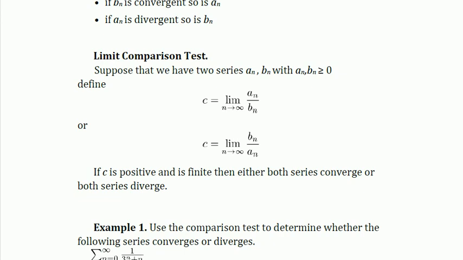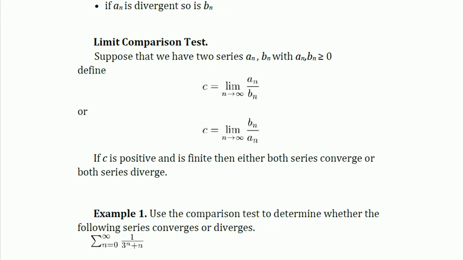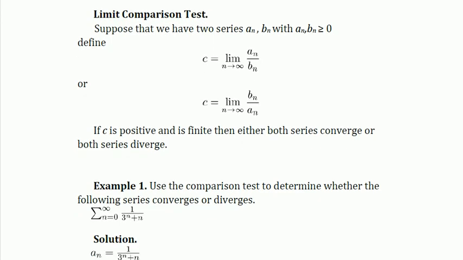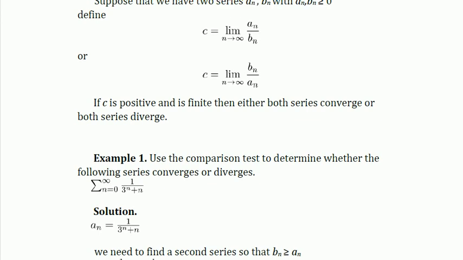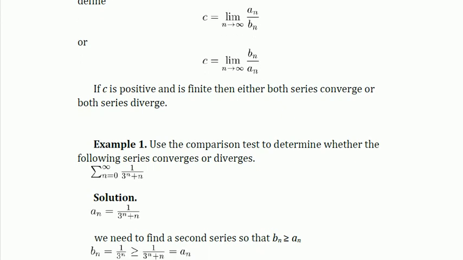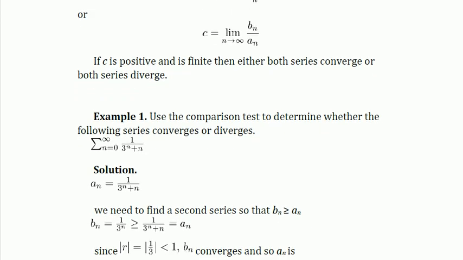Example 1. Use the comparison test to determine whether the following series converge or diverge. The infinite series of 1 over 3 to the power of n plus n. Solution: s of n equals 1 over 3 to the power of n plus n. And we need to find a second series so that b of n is more than or equal to s of n. And that series is 1 over 3 to the power of n. Since the absolute value of r is less than 1, b of n converges, and so does s of n.